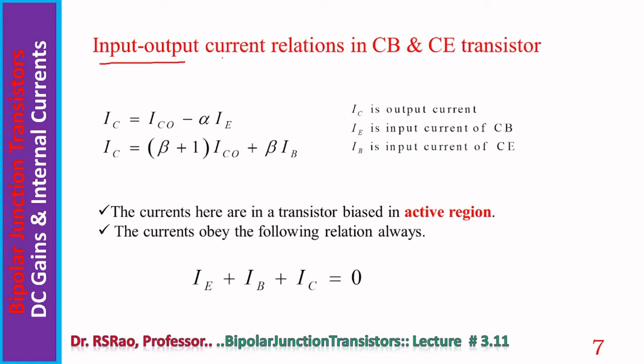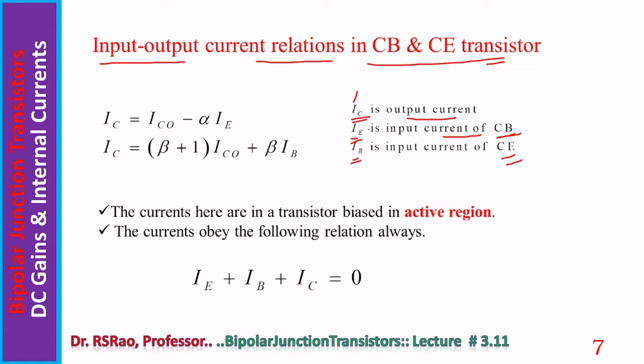Now, input output current relations in CB and CE transistor. IC, collector current, terminal current, is the output current. IE is the input current of CB. IB is the input current of CE. CB means common base. CE means common emitter. In both the cases, collector is the output terminal.